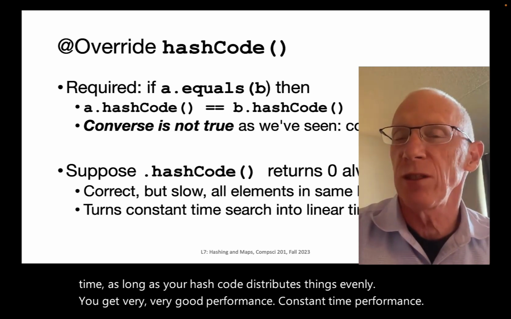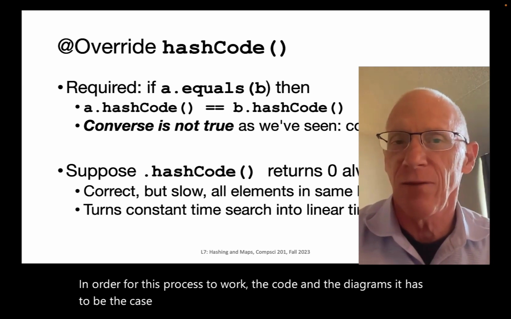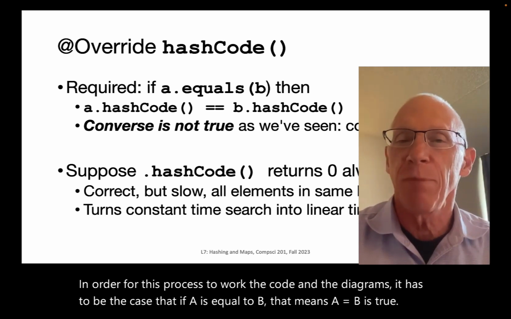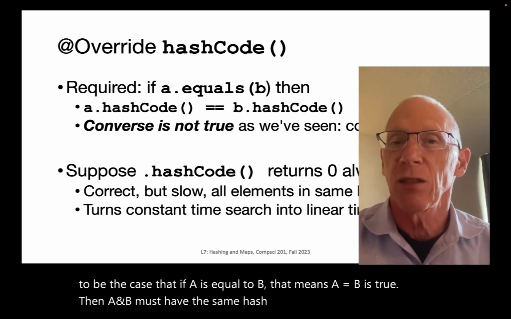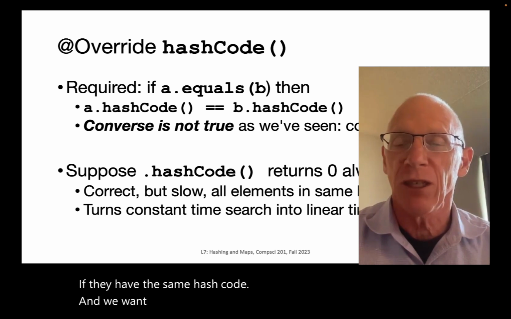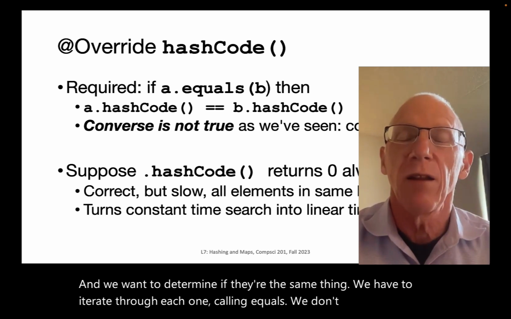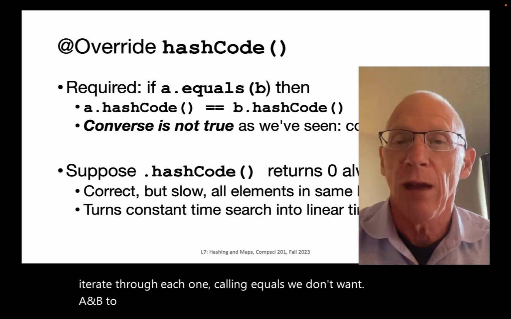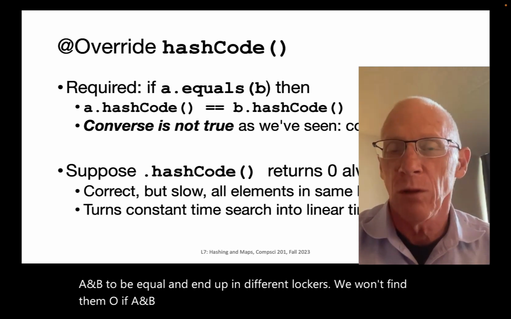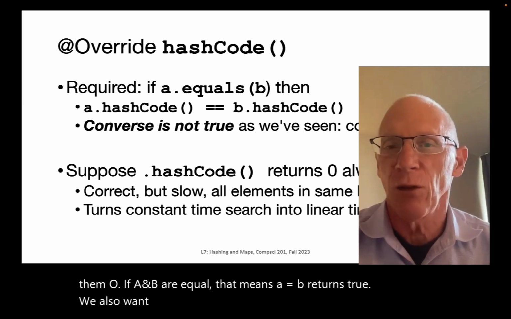In order for this process to work, the code and the diagrams, it has to be the case that if A is equal to B, that means A.equals(B) is true, then A and B must have the same hash code. Because if they have the same hash code and we want to determine if they're the same thing, we have to iterate through each one calling equals. We don't want A and B to be equal and end up in different lockers. We won't find them. So if A and B are equal, that means A.equals(B) returns true. We also want the hash codes to be the same.